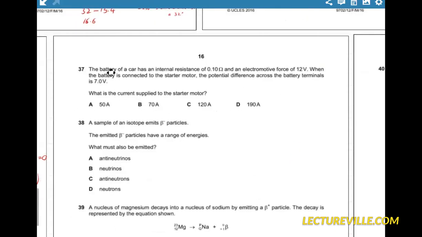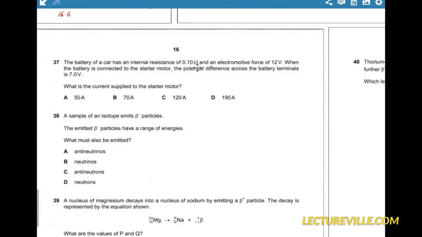The battery of a car has an internal resistance of 0.1 ohm and EMF 12 volt. When the battery is connected to a starter motor, the potential difference across the battery terminals is 7 volt. What is the current supplied to the starter motor? Now the formula is E equals V plus IR.